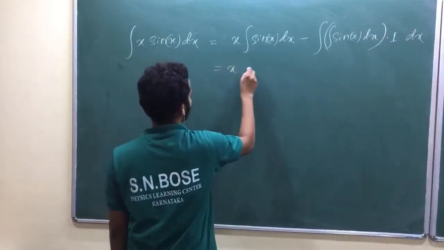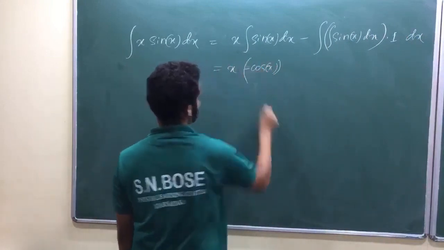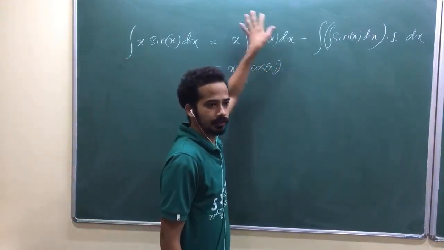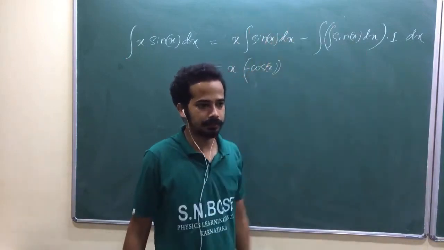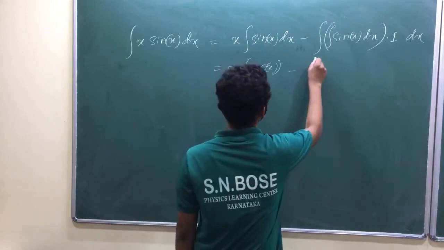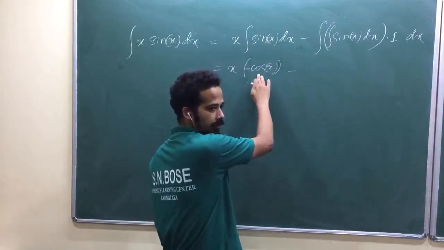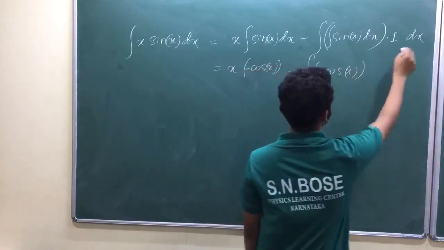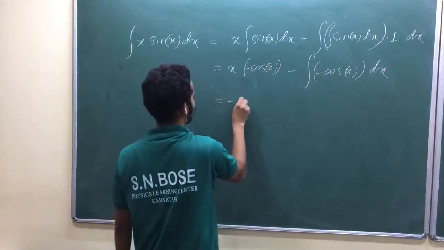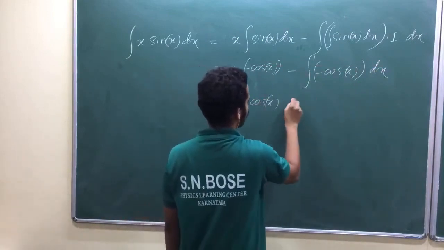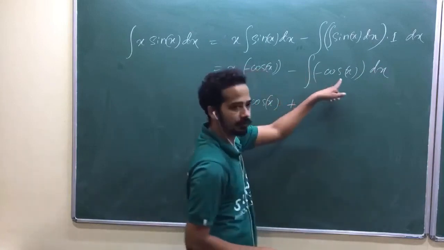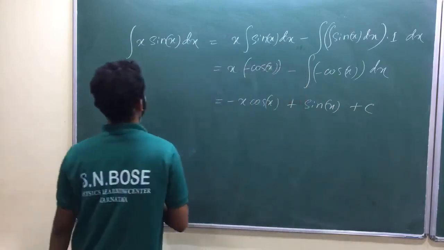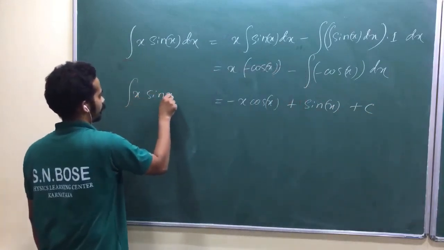So that can be written as x into minus cos x. You don't have to put a separate integration constant here. You can put the integration constant later at the end. So minus cos x minus, wait a second, sin x integration is minus cos x. Am I right? Yeah. Minus integration of minus cos x into dx. So that is equal to minus x cos x, plus, minus and minus make plus, integration of cos x is sin x, plus c. Am I right?